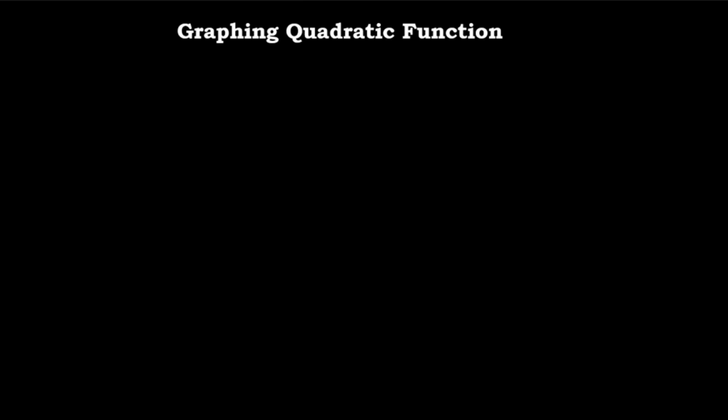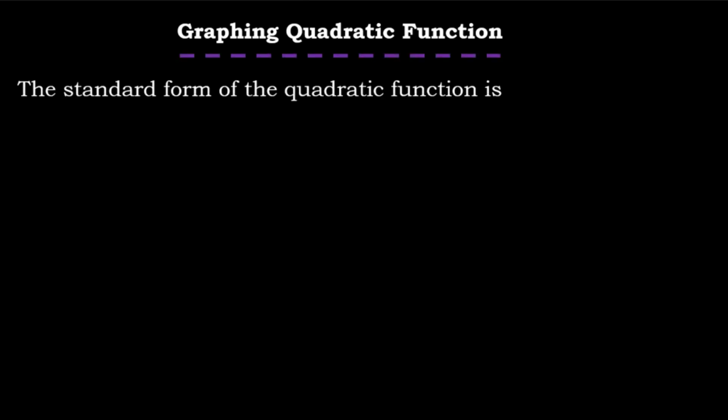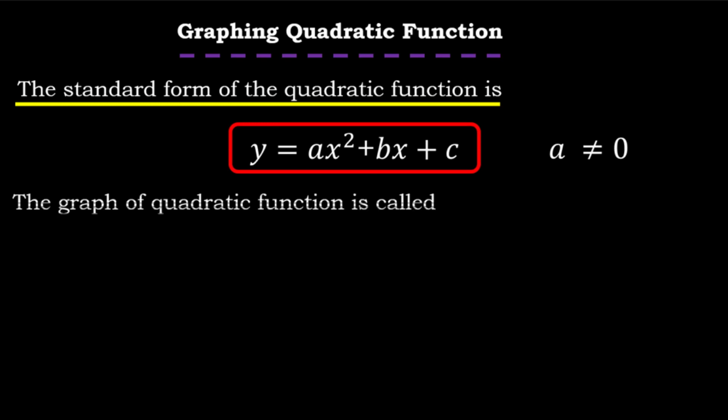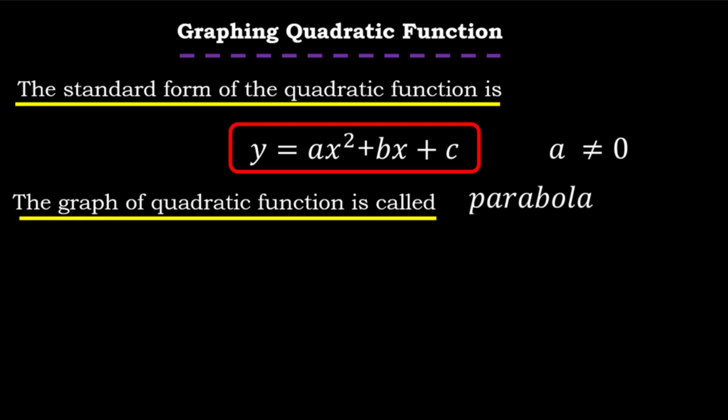Hi, graphing quadratic function. The standard form of the quadratic function is y equals ax squared plus bx plus c, where y equals f of x and a is not equal to 0. The graph of the quadratic function is called what? It is called a parabola. So don't forget this name.